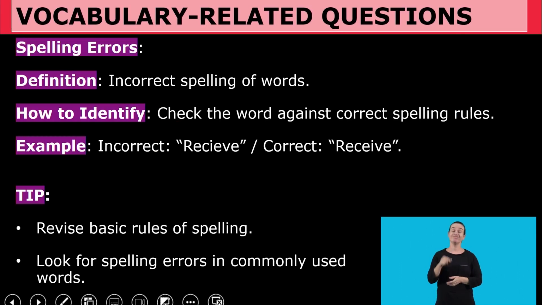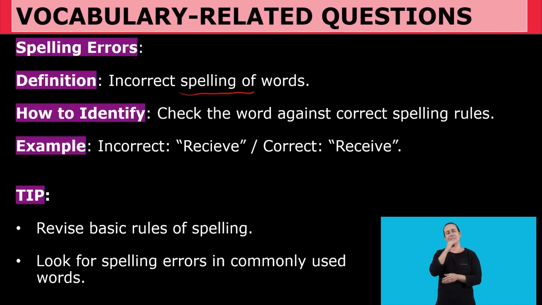Spelling errors, of course, are incorrect spellings of words. We check the word against the correct spelling rules. For example, receive is often spelled incorrectly, and then we remember the rule: I before E except after C. Revise your basic rules of spelling before the examination and look for spelling errors in commonly used words. Don't look for them in the more difficult words. They will be in general words that we use every day.